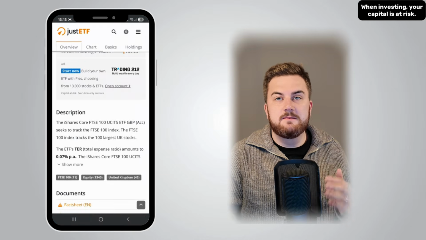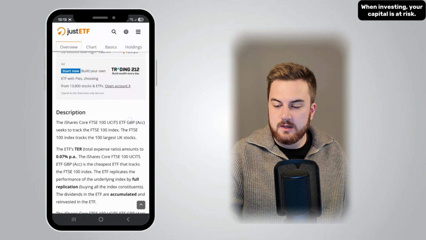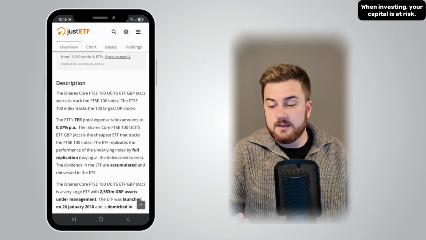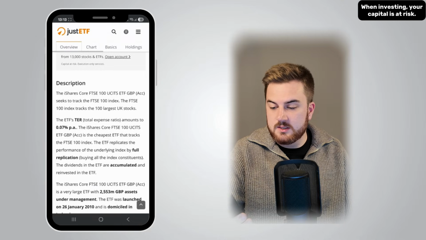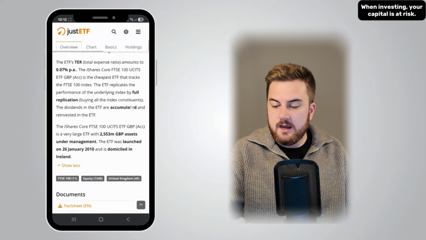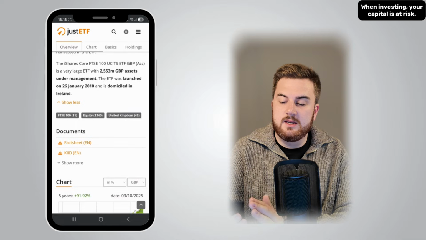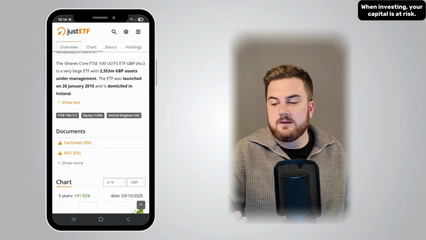On Just ETF, first up on the Overview tab, we can get a brief description of what the ETF aims to do. It tracks the FTSE 100 index, and the FTSE 100 index tracks the 100 largest UK stocks, total expense ratio, replication method, AUM, and importantly, you can see the fund fact sheet and key investor information document there as well. Download them and take a look.